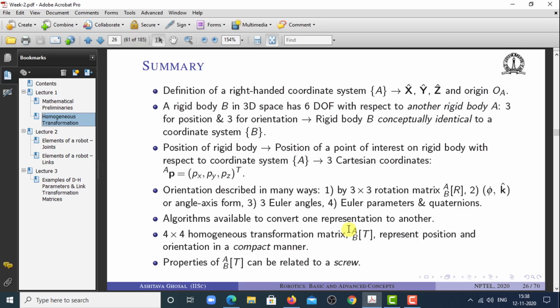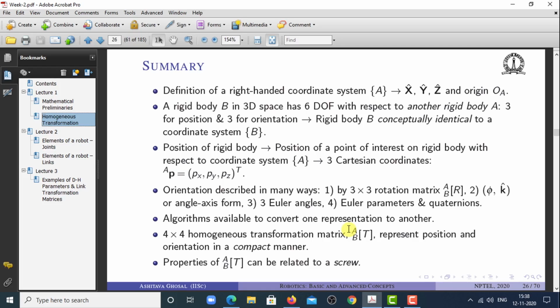Each coordinate system is defined by means of three coordinate axes, an x-axis, a y-axis and a z-axis, and an origin OA. A rigid body in 3D space has 6 degrees of freedom with respect to another rigid body A. These 6 degrees of freedom are 3 for a position vector, the position of a point on the rigid body, and 3 for orientation. So in a sense, the rigid body B is conceptually identical to a coordinate system B. At this stage, we are not really interested in the shape and size of the rigid body.